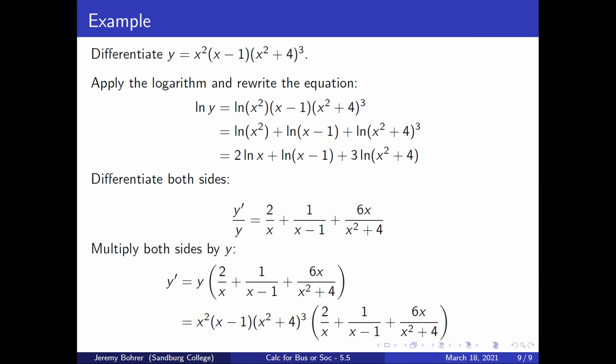And multiplying both sides by y gives us y prime equals x squared times x minus 1 times x squared plus 4 quantity cubed times 2 over x plus 1 over x minus 1 plus 6x over x squared plus 4.